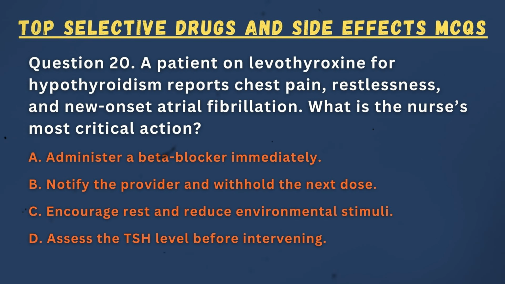Question 20. A patient on levothyroxine for hypothyroidism reports chest pain, restlessness, and new-onset atrial fibrillation. What is the nurse's most critical action? A. Administer a beta blocker immediately. B. Notify the provider and withhold the next dose. C. Encourage rest and reduce environmental stimuli. D. Assess the TSH level before intervening.